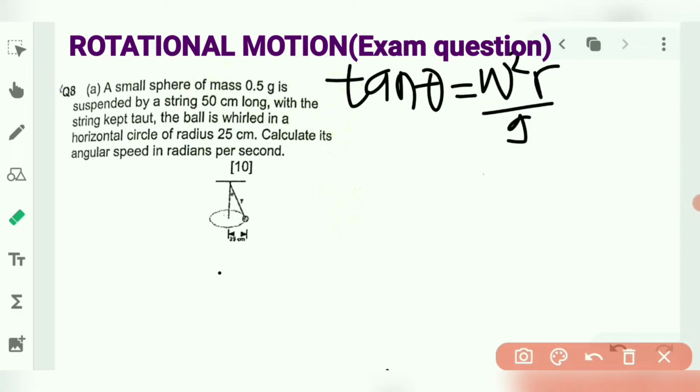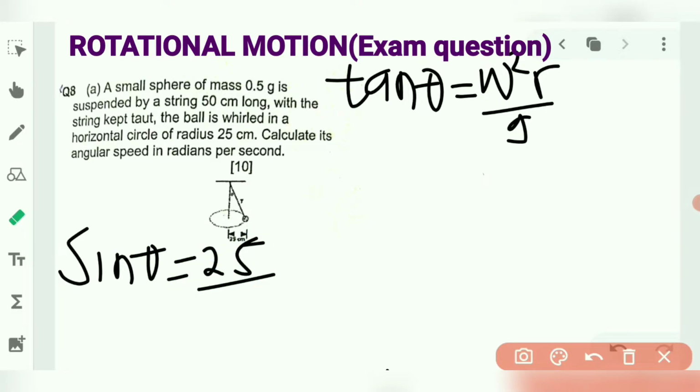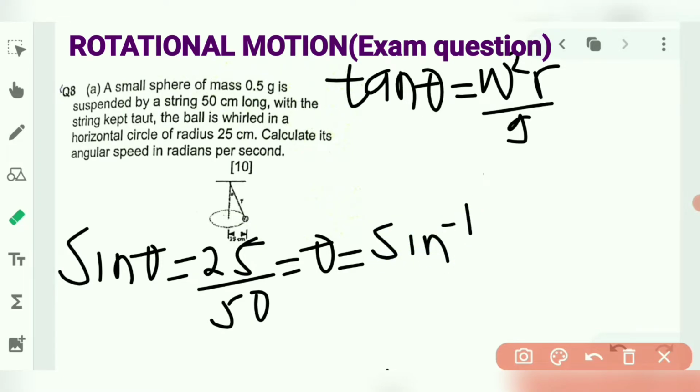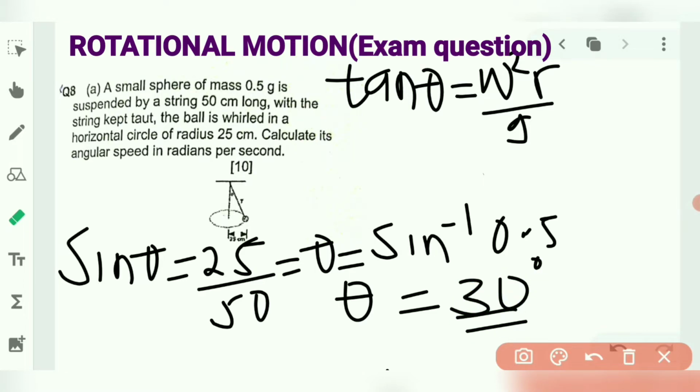So for us to find the value of theta, we use the sine ratio, sine theta equals 25 centimeters, sorry, which is the radius, divided by 50, which is simply taking the inverse of sine to find the value of theta. We should get sine inverse of 0.5, which will be 30. So the value of theta is 30 degrees in this question.